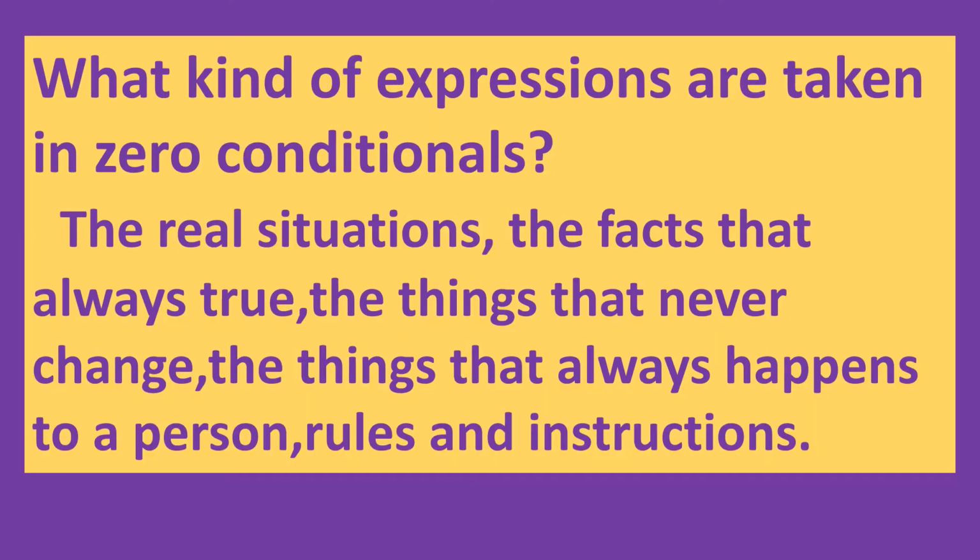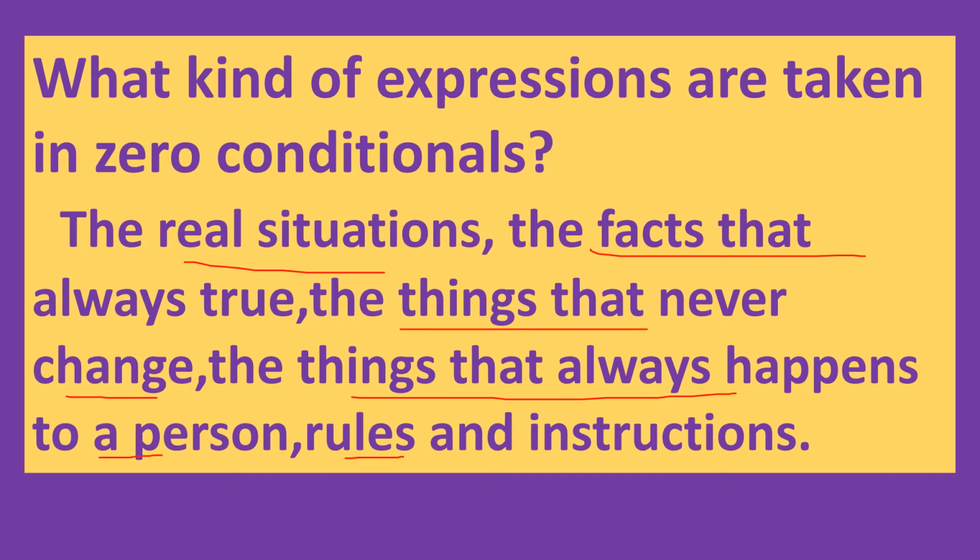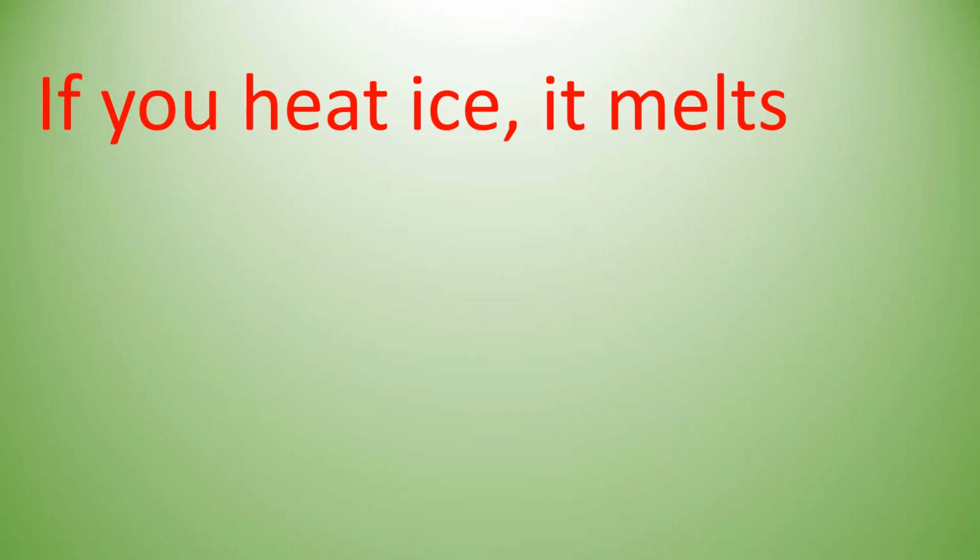Okay, what we have observed through those examples, that is mentioned here: what kind of expressions are taken in zero conditional. Through zero conditionals, the real situations are expressed, the facts are expressed, the things that never changed are expressed, the things that always happen to a person are expressed, rules are expressed, and instructions are expressed through zero conditionals. Now let's see the grammatical structure of the zero conditional sentence.